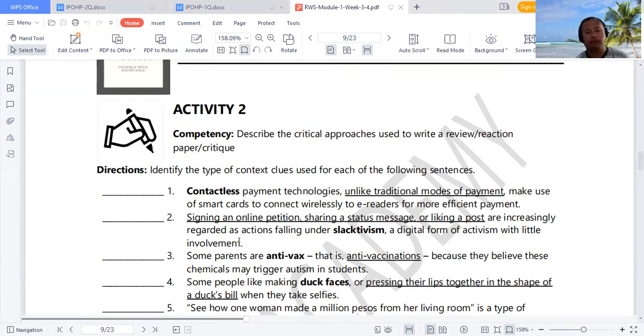Okay, I'll give you the bonus for number 1. The answer to number 1 is antonyms. Okay, why? Contactless, meaning, you know, it's like a debit card. You just have to insert your card in a machine. Then you don't have to go to the bank to get money. You just have to insert your card, and that's all. Money is there. All right, contactless.